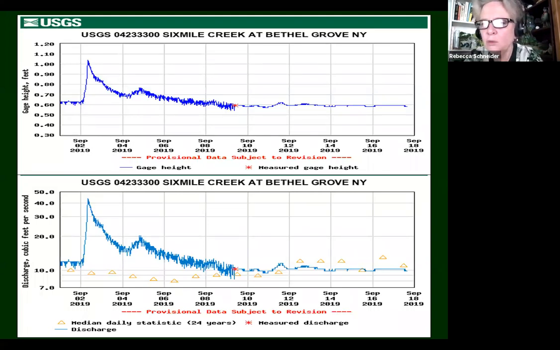So now we can superimpose. At the top is the hydrograph showing the gauge height at the 6 Mile Creek site. This is just from September 2nd through September 18th in 2019. And the bottom graph is the comparable discharge. So as we saw the rain event and water depths increased from 0.65 feet to 1 foot in depth, that corresponded to an increase in discharge from about 12 cubic feet per second to 45 cubic feet per second. Really useful.